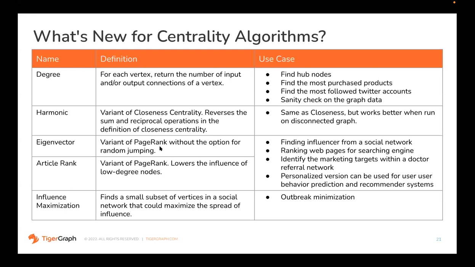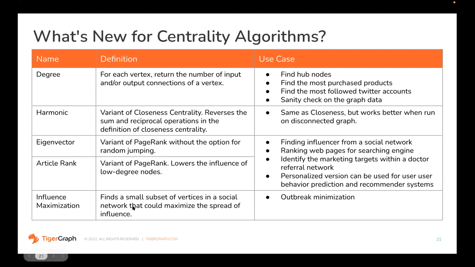But for mathematical purposes, it's actually guaranteed that they can have an answer. Eigenvector centrality is not guaranteed to have an answer. PageRank is guaranteed to have an answer. Article rank is another variation of PageRank. I won't go into exactly what the mathematical difference is.